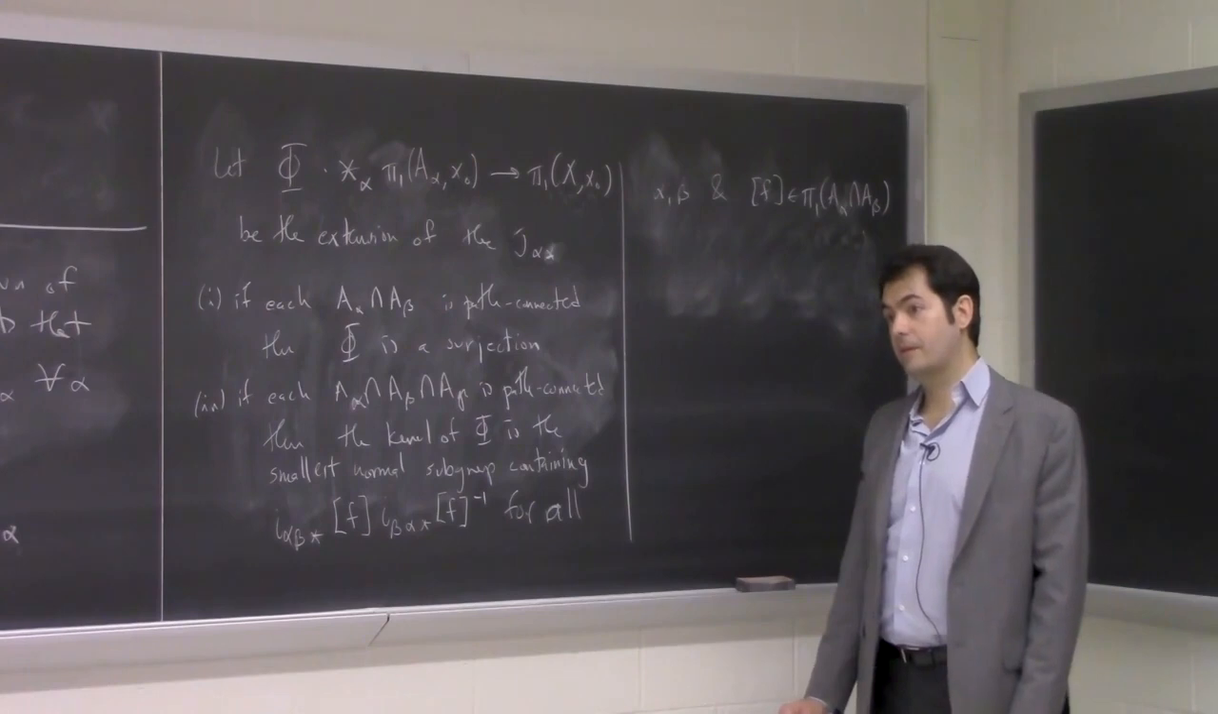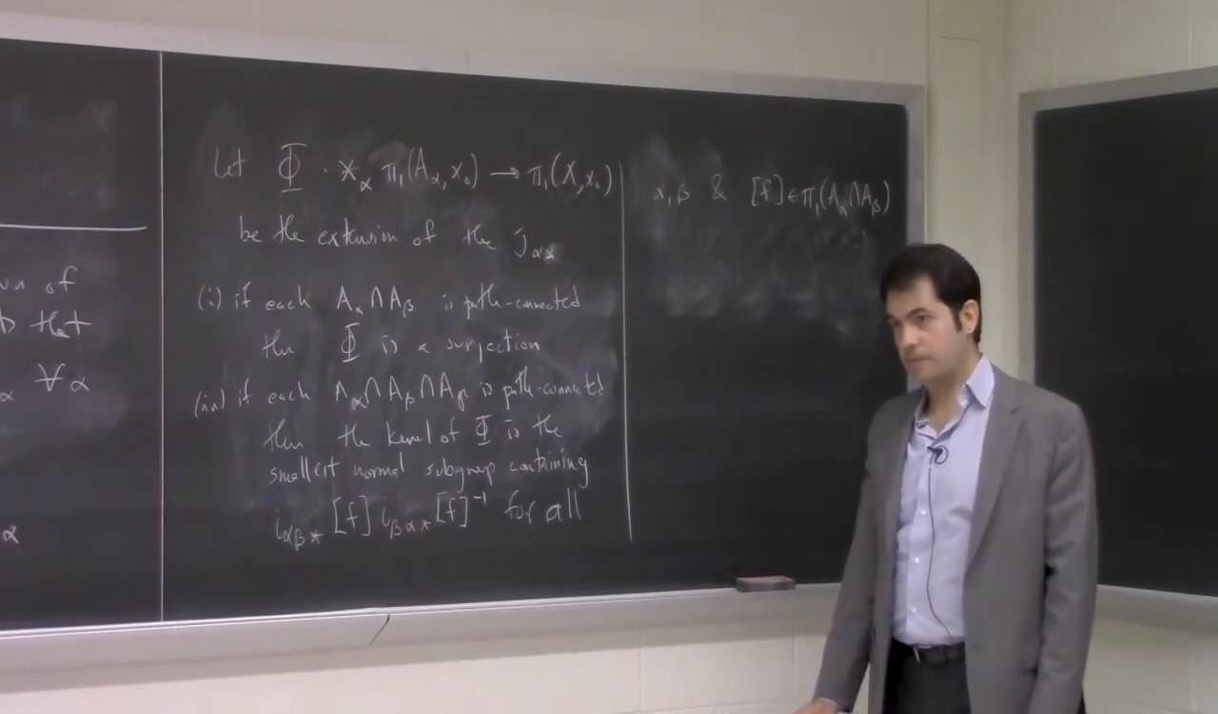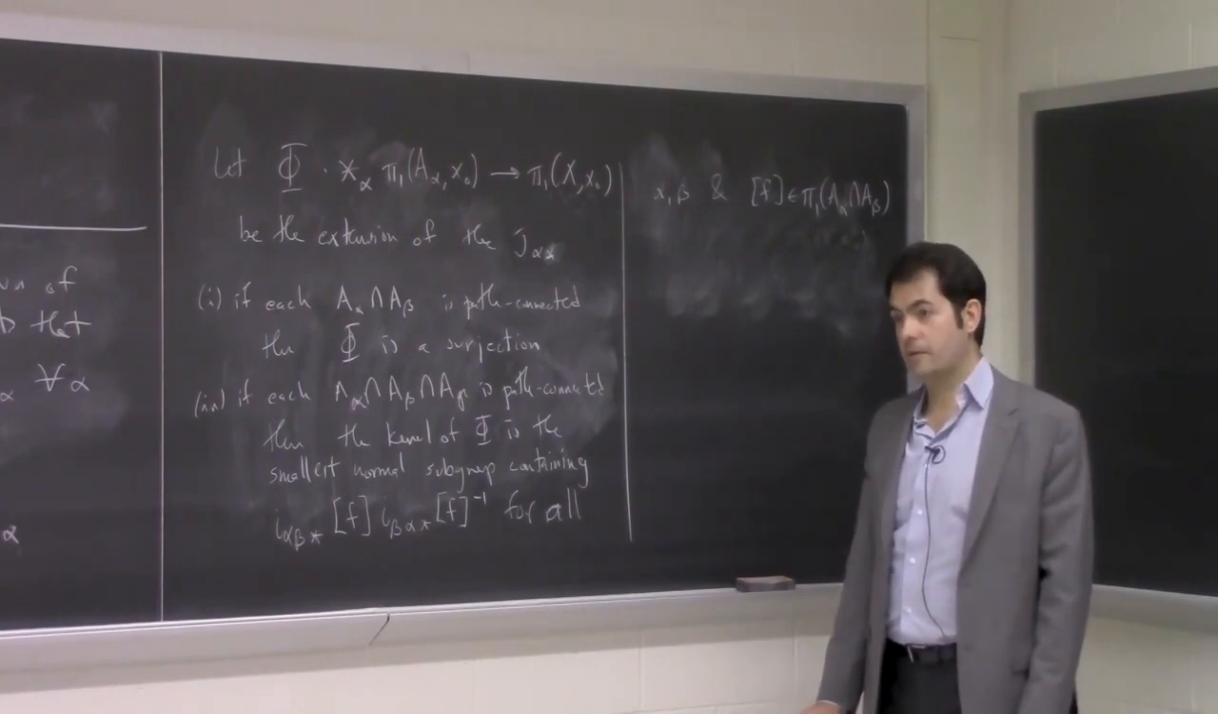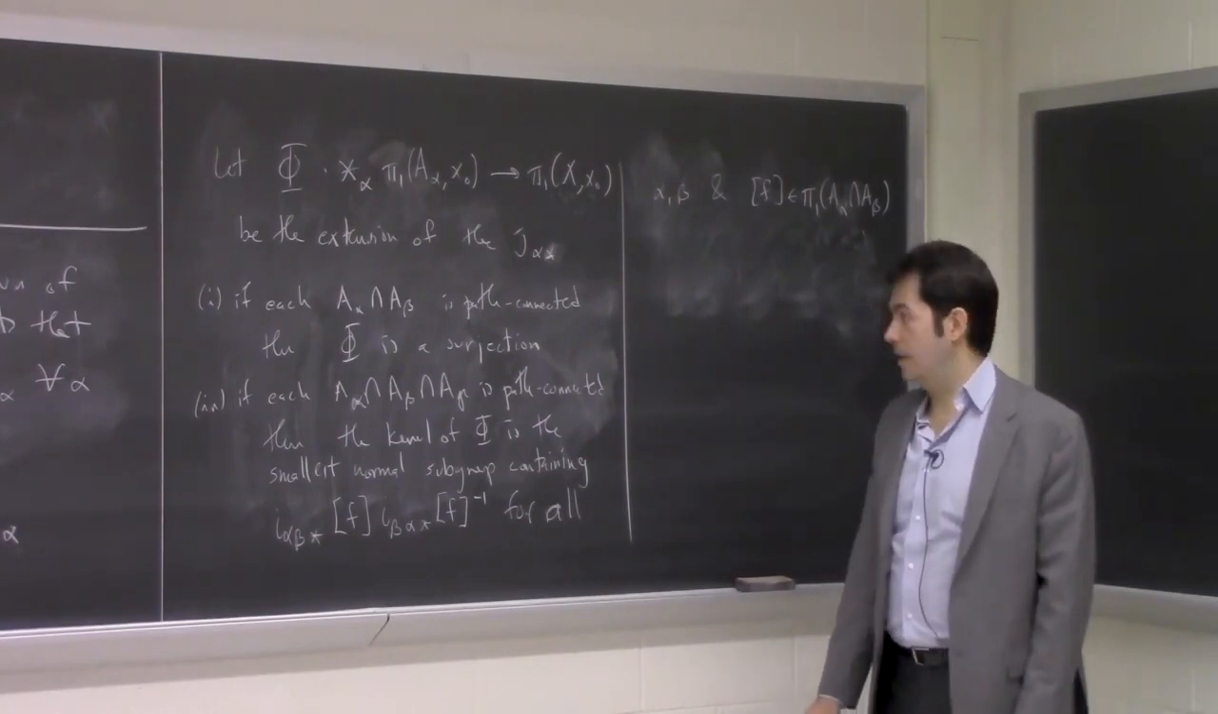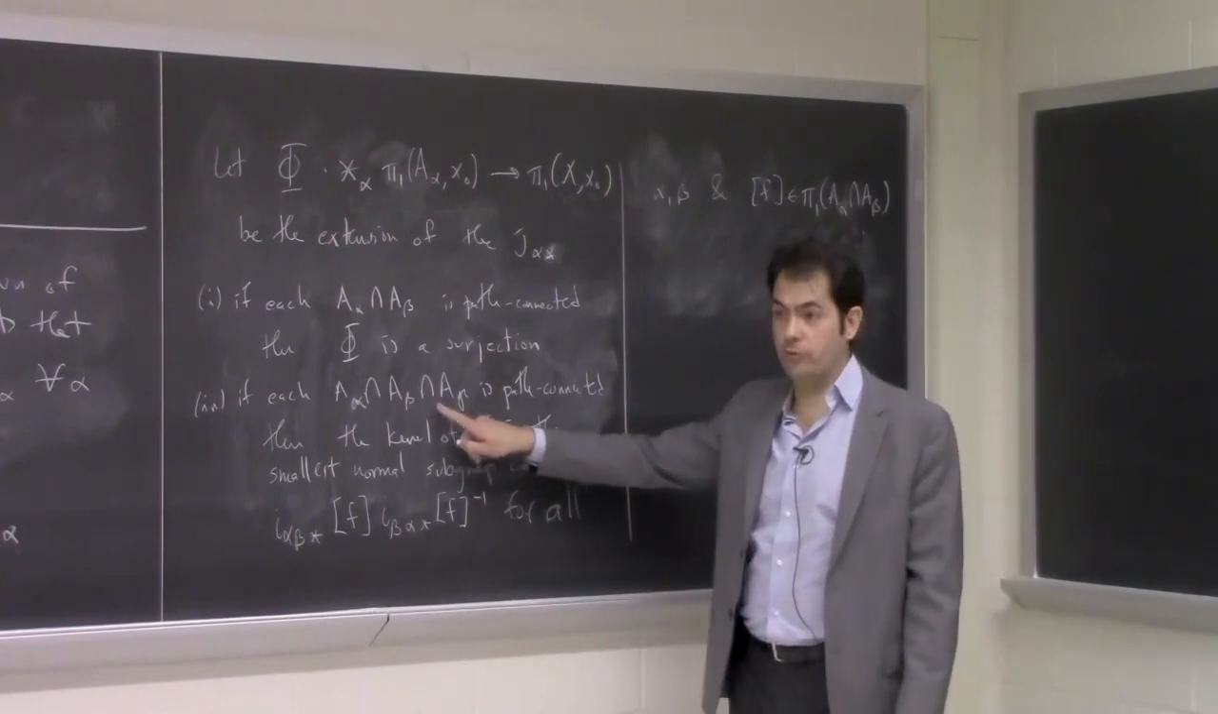So when there are only 2 of the A alphas, is this the same exact statement as Van Kampen? It is. That's the one we saw before, yeah.